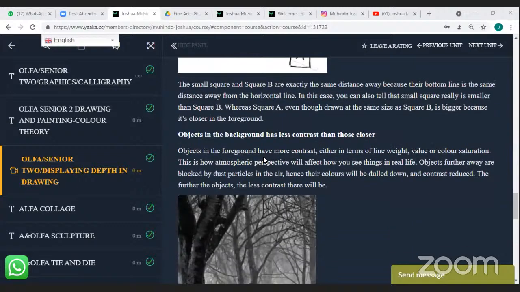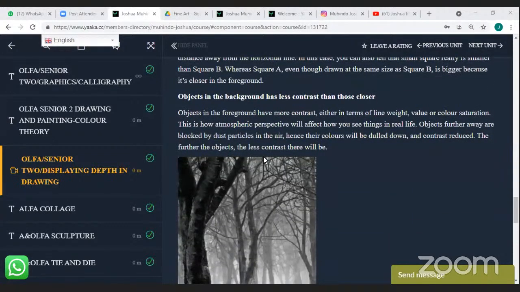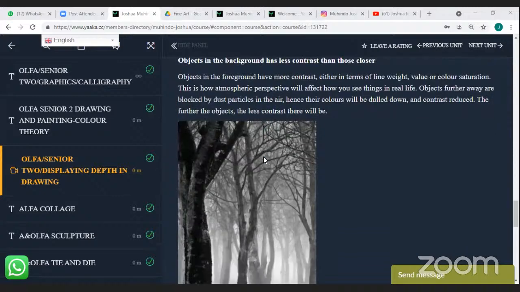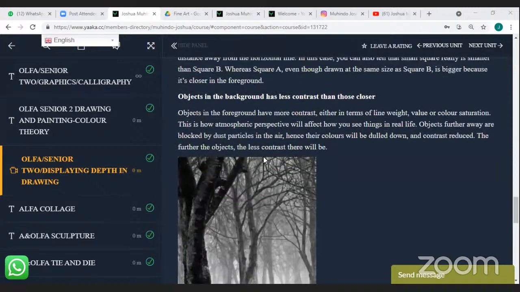Then more to this, another way we can achieve depth in a work of art, and this is also very important in landscape drawing.